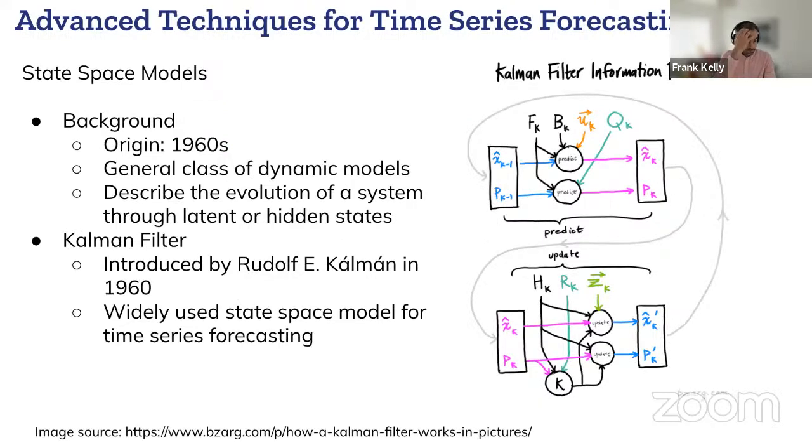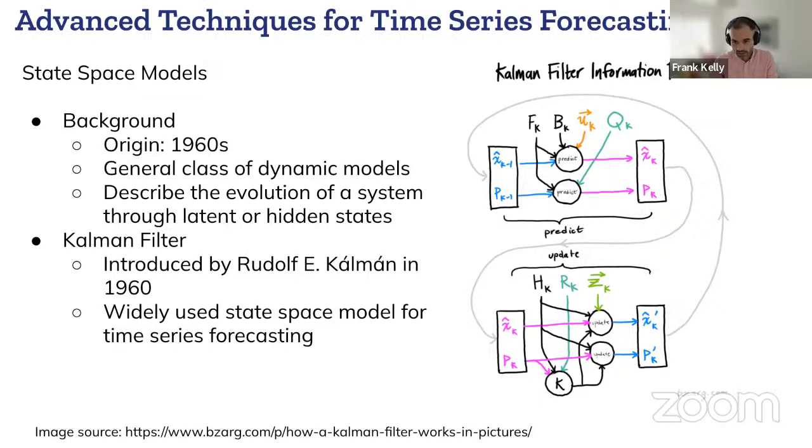So some advanced techniques we'll look at. State space models, they date back to the 1960s. So these are a general class of dynamic models. They describe the evolution of a system through a set of latent or hidden states. And the most widely used state space model for time series forecasting is the Kalman filter. A nice feature of these models is that they can handle missing data and noisy data and multiple sources of data, and they can easily account for complex patterns such as trends, seasonality, irregular components.